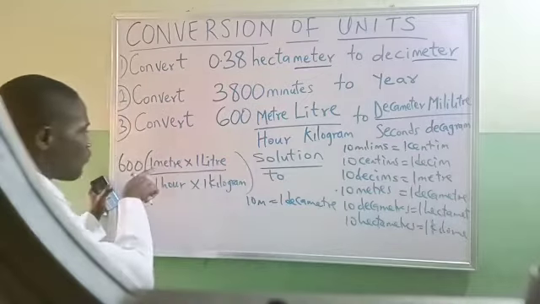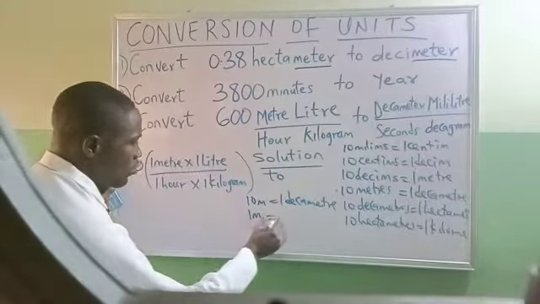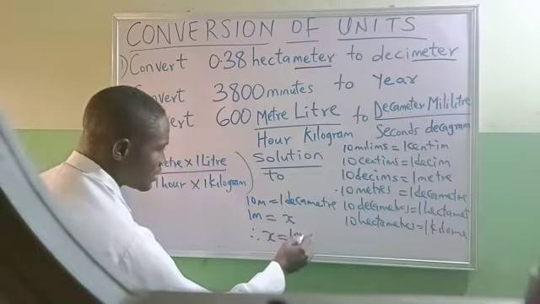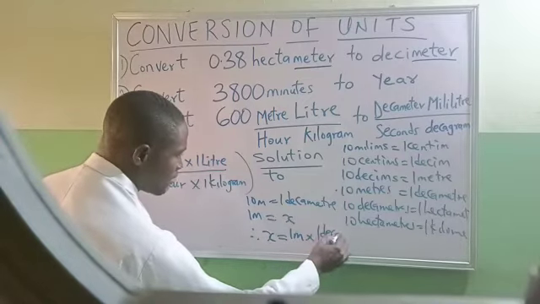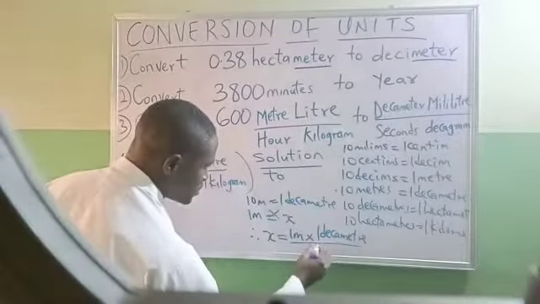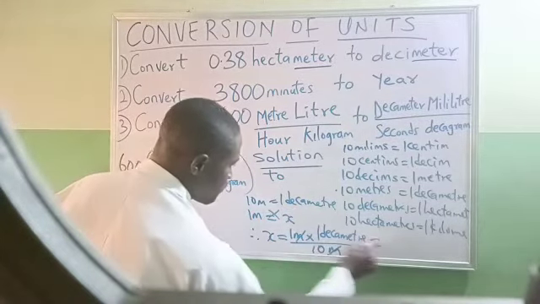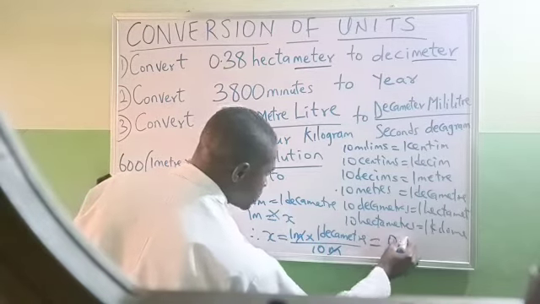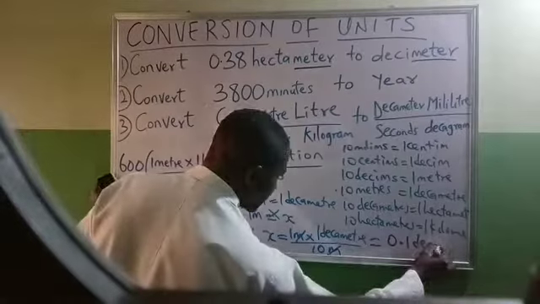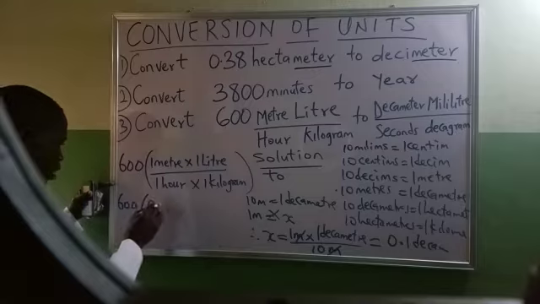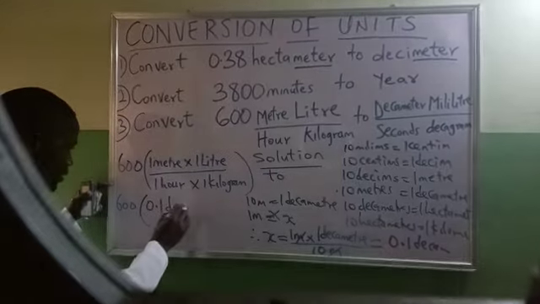I will get the equivalent of 1 meter. 1 meter will be equal to x. Therefore, x equals 1 meter times 1 decameter. So we are cross multiplying. x equals 1 meter times 1 decameter all over 10 meters. That will give you 1 over 10, which is 0.1 decameter. So what I should write here is 600 bracket 0.1 decameter.